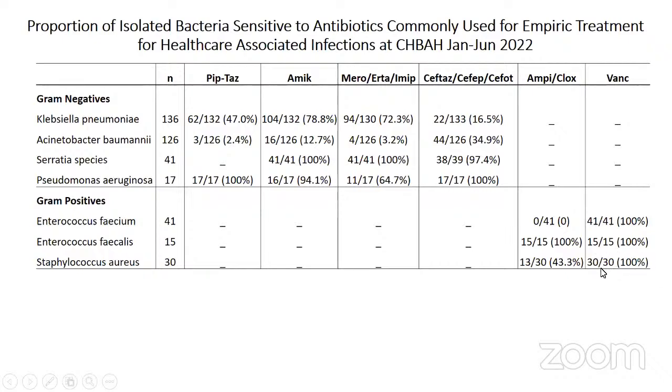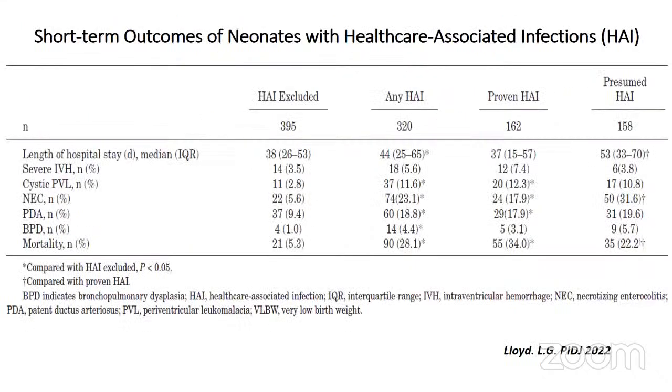So we've got all of them sensitive to vancomycin. Now, in terms of the problem of hospital-acquired infection, it's not only death, but also the other complications that come. These include that these patients have to be on antibiotics, a prolonged duration of stay, severe IVH, NEC and chronic lung disease.